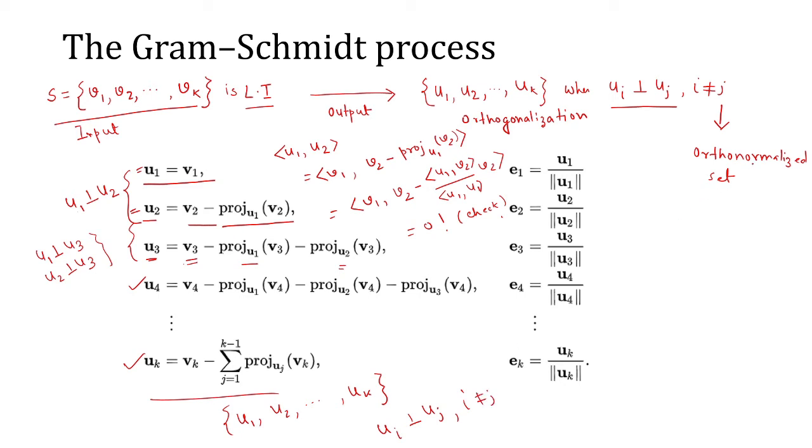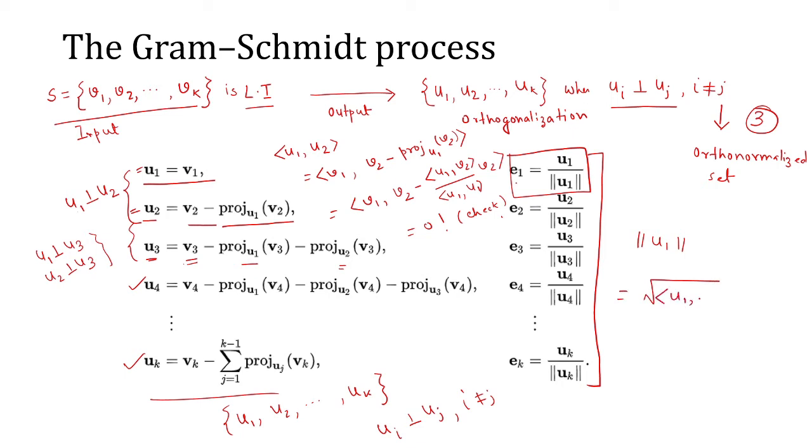Okay, now the third step: we will divide each u1 by its corresponding norm. That is, we get e1 by dividing u1 by its corresponding norm of u1. How was the norm defined? The norm of u1 is nothing but the square root of the inner product of u1 with u1.